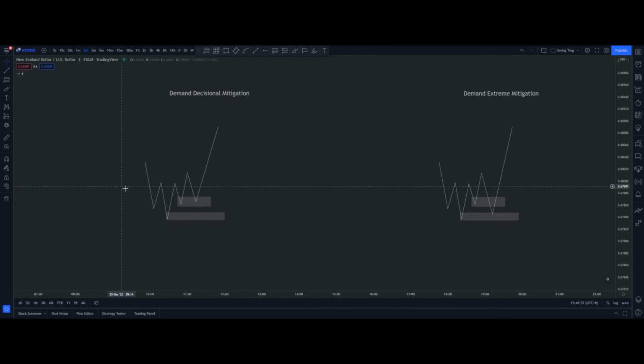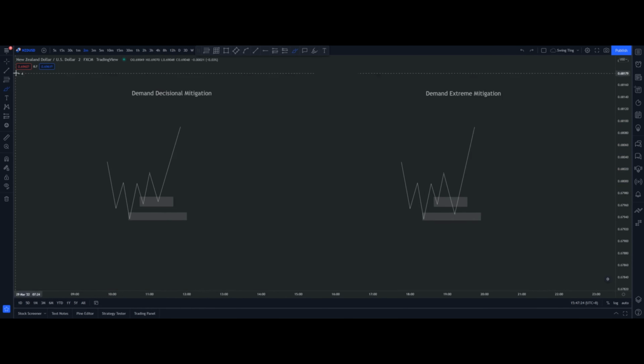So we have a decisional mitigation over here, where you have the start of the move here, which is the extreme, and you have the decisional, which caused the break of structure over here, right? So this is what a decisional mitigation looks like, where it mitigates the last candle over here that caused the break of structure at this point here. Okay, so just to illustrate this better, this is basically a down move because that's what demand looks like, just to be clear, so that we don't have any misunderstanding or misconception. So this is what your decisional mitigation looks like.